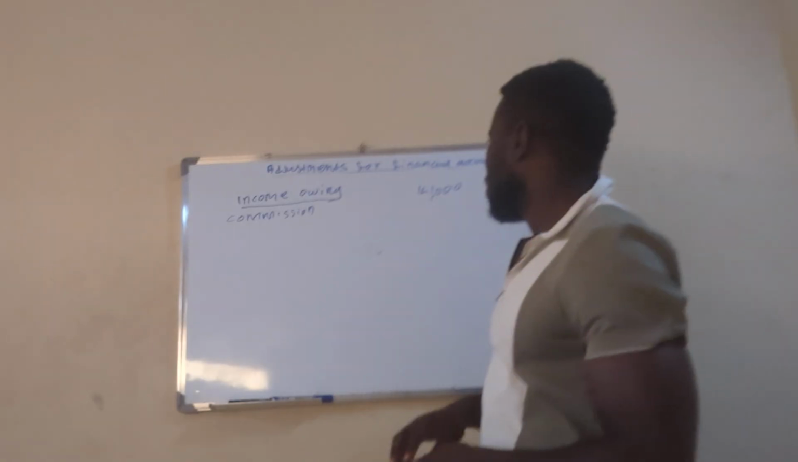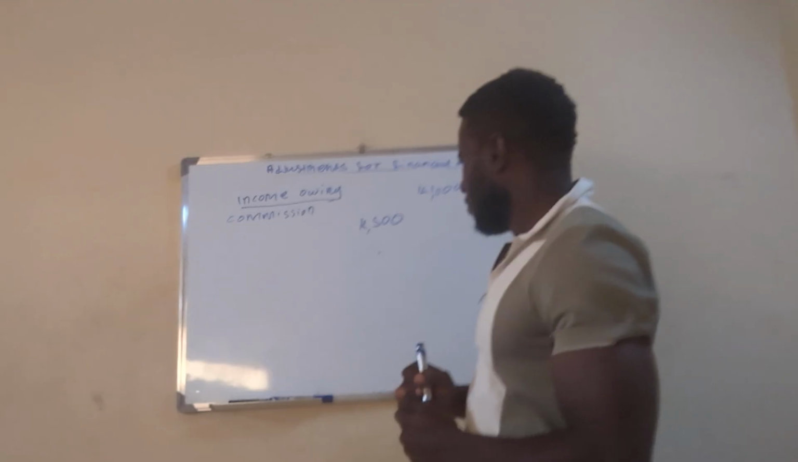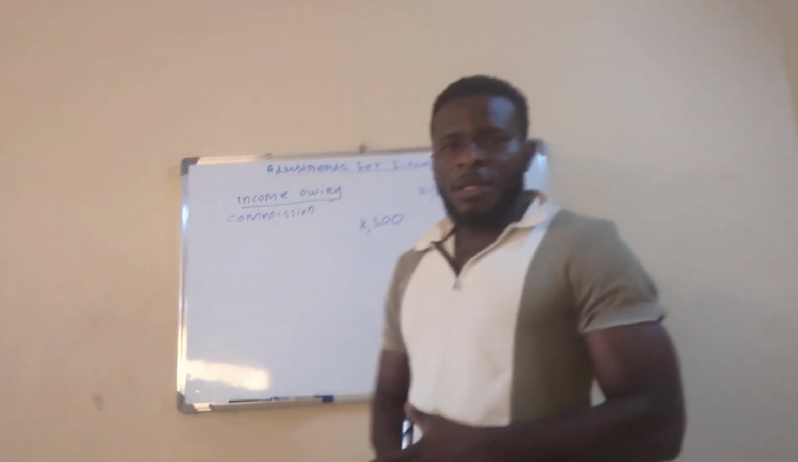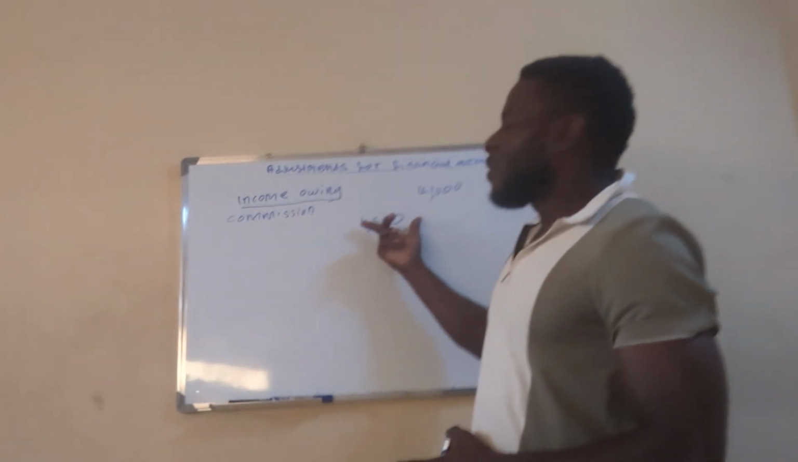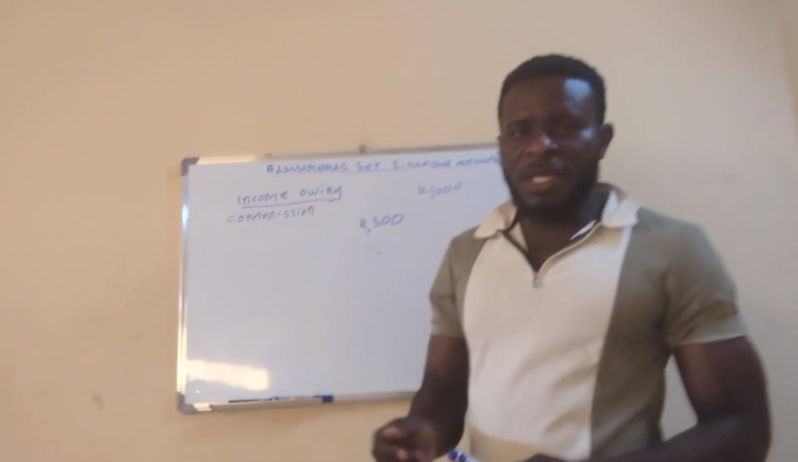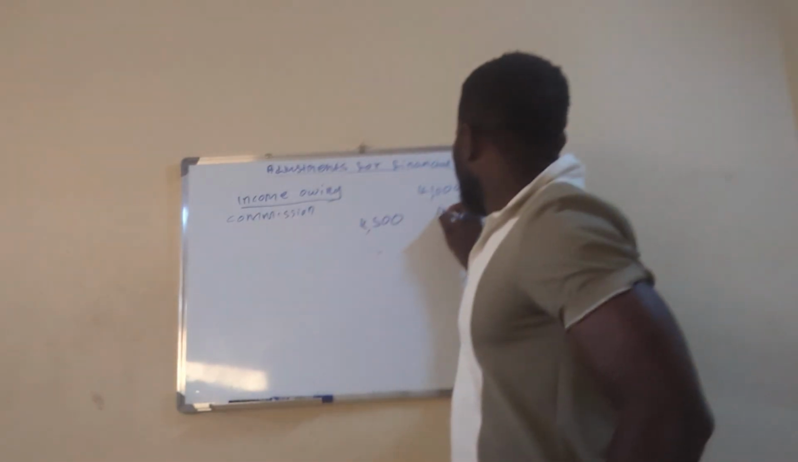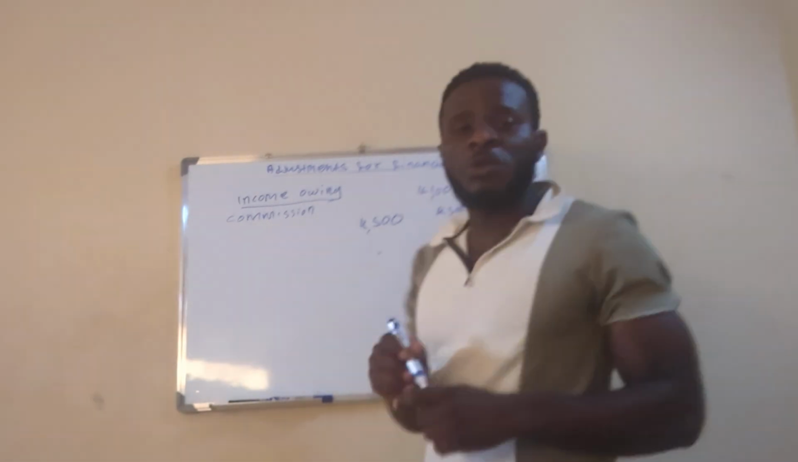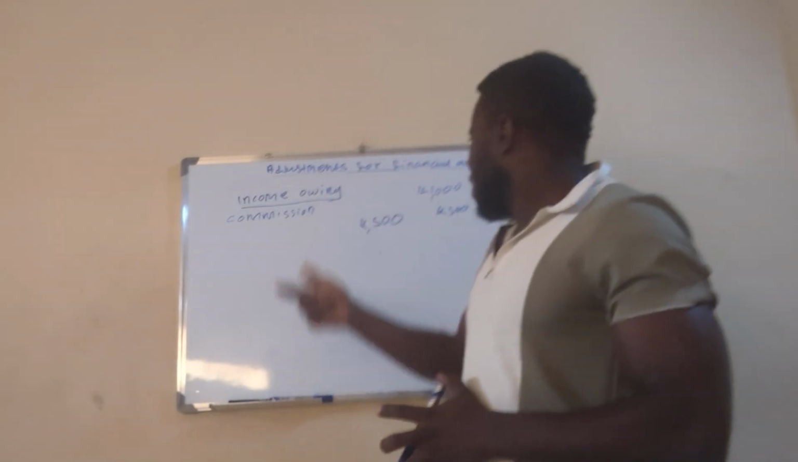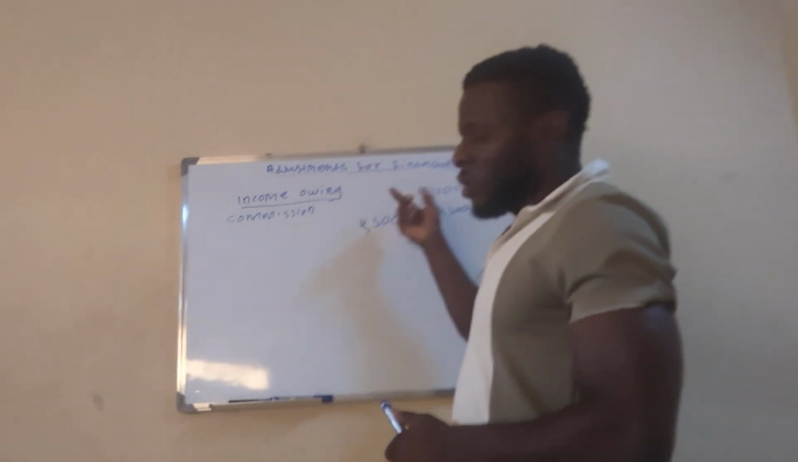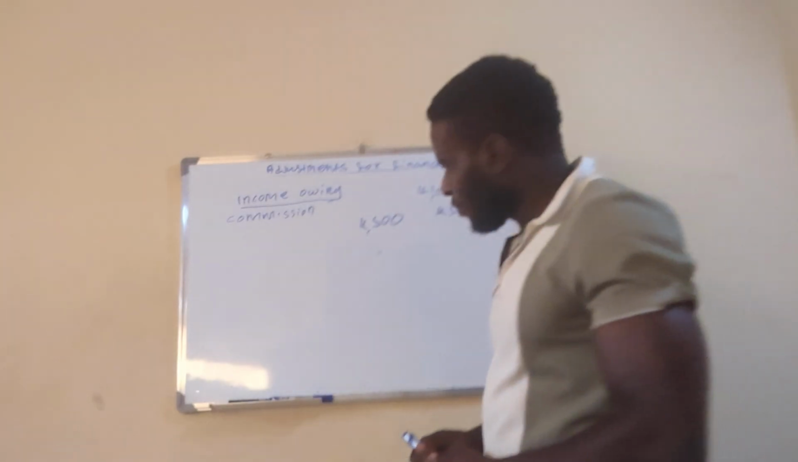Instead of paying you 1,000, they pay you 500 kwacha. This is not the amount which they are supposed to pay you. Meaning they still have another 500 kwacha which they are supposed to pay you. So this one, in the income statement, it has to be added.